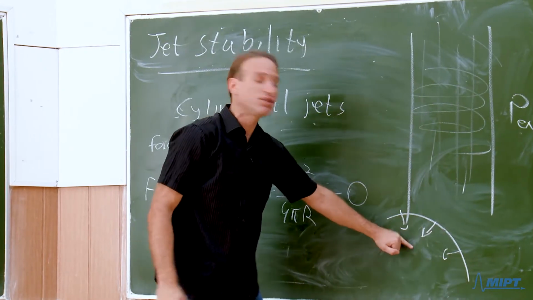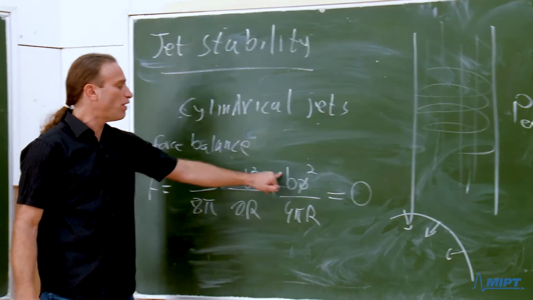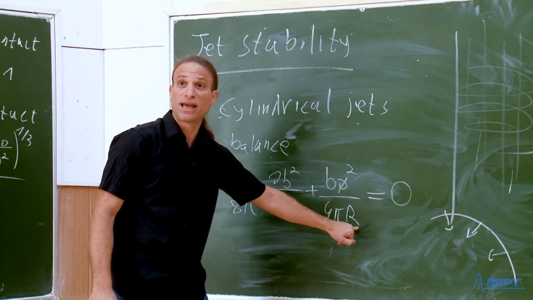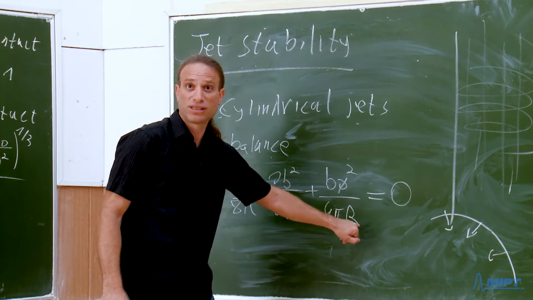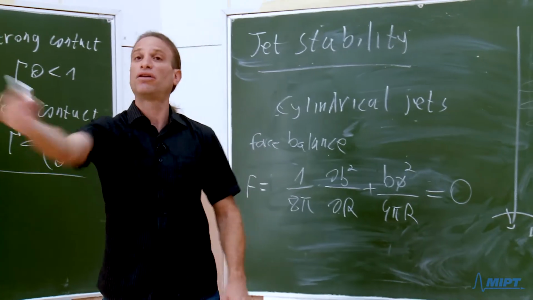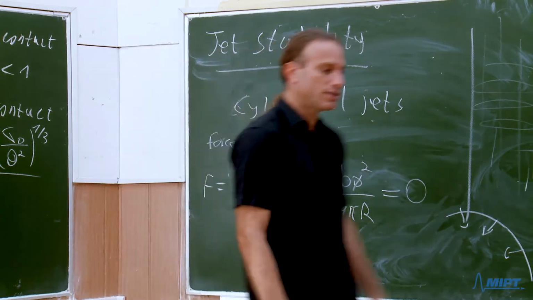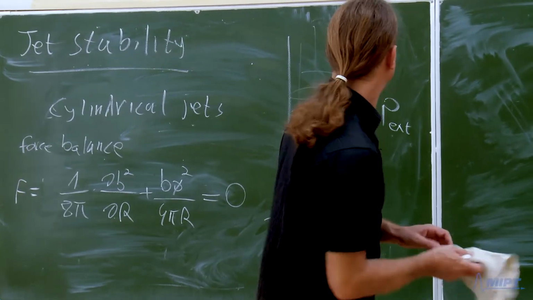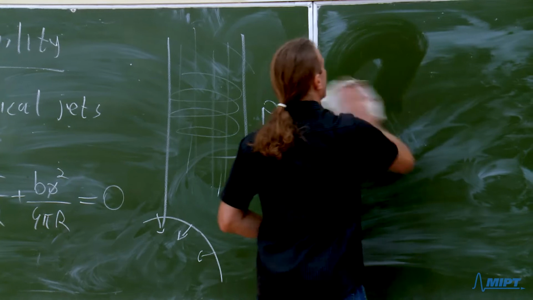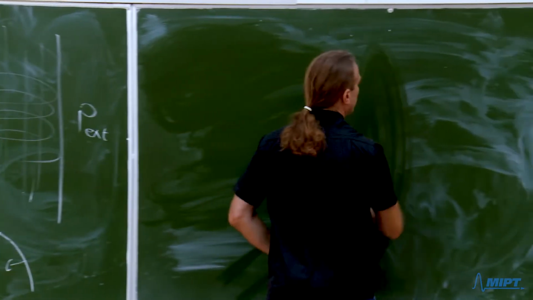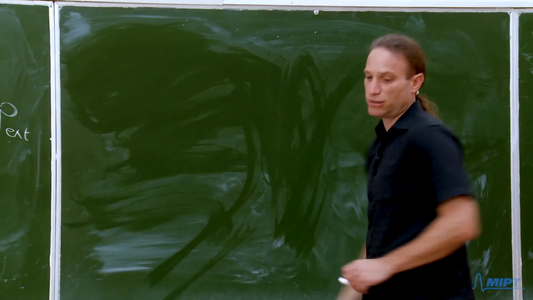And the value of this force is just this, B phi squared divided by 4 pi r. R here is the curvature radius. It's again the curvature radius thing. So since I have a cylindrical thing, the curvature radius is just the radius. Okay? So this is the force balance equation. Now, let's look at what this force balance equation tells us about the structure of the magnetic field in the jet when we had two regimes.